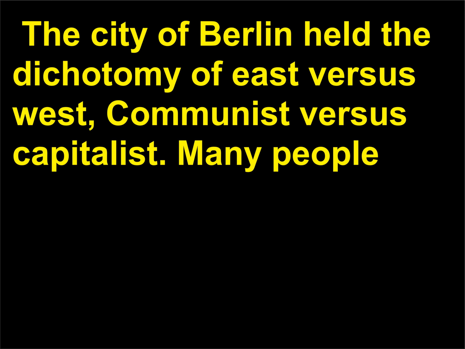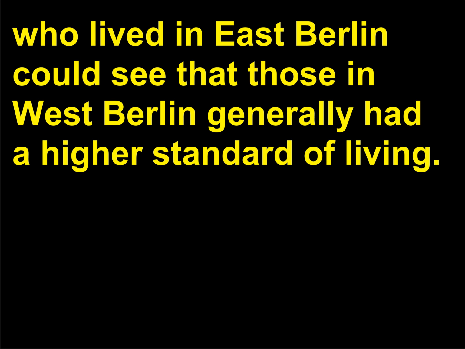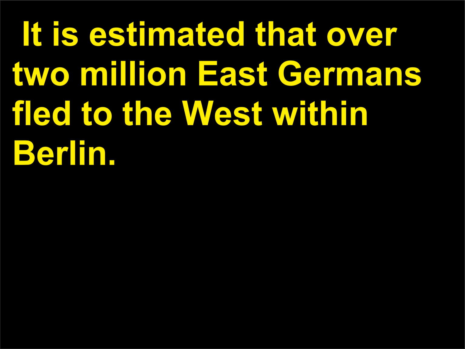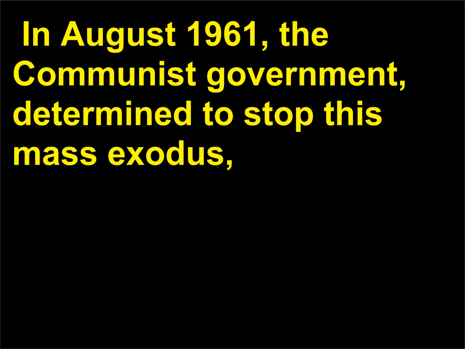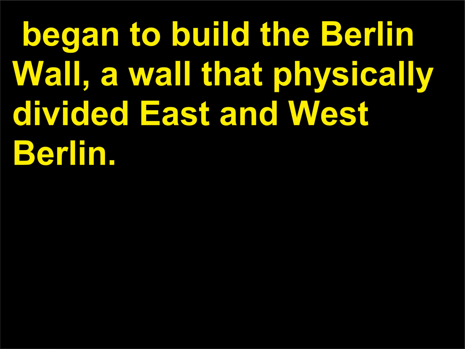Many people who lived in East Berlin could see that those in West Berlin generally had a higher standard of living. It is estimated that over 2 million East Germans fled to the west within Berlin. In August 1961, the communist government, determined to stop this mass exodus, began to build the Berlin Wall, a wall that physically divided East and West Berlin.